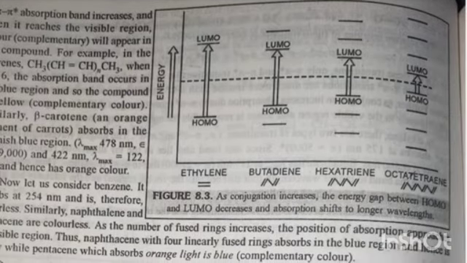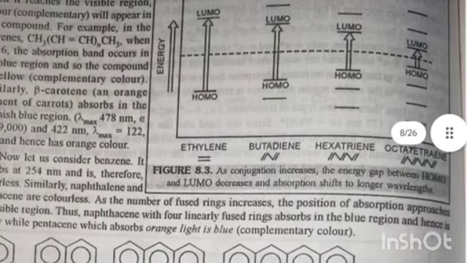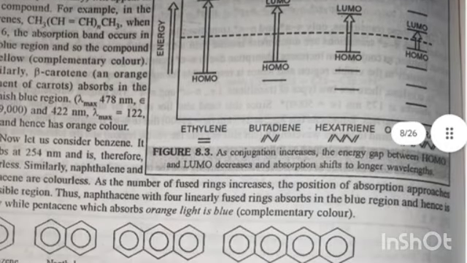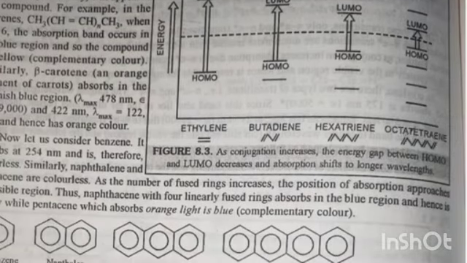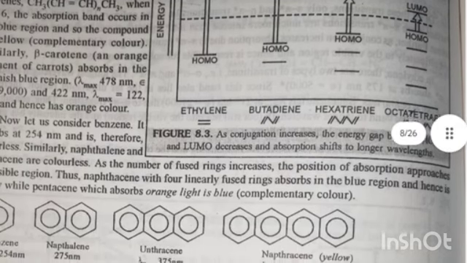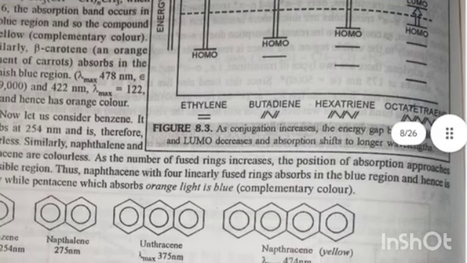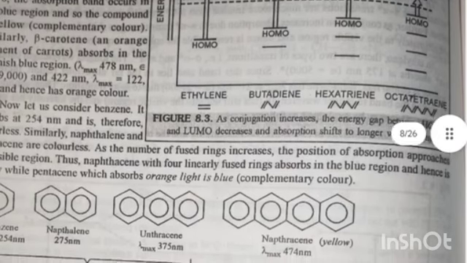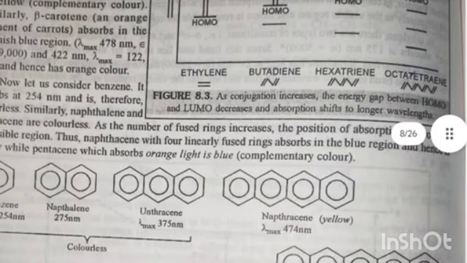For example, for polyenes with an n value of 6, the absorption band occurs in the blue region, and so the compound is yellow. Similarly, beta carotene absorbs in the greenish blue region, and hence the orange color.